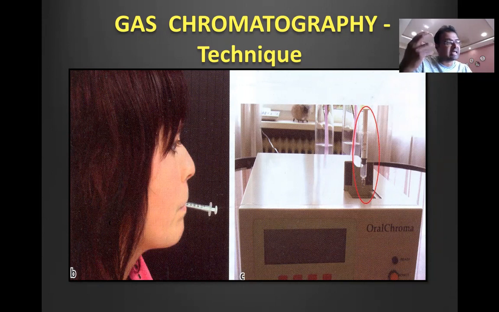This is known as gas chromatography. So you ask the patient to blow into a clean syringe, and the gas in the syringe is then assessed on a machine, and that will tell us the amount of sulfur, the amount of nitrogen, the amount of sulphide, and different gases. And on that basis, you can actually enumerate.